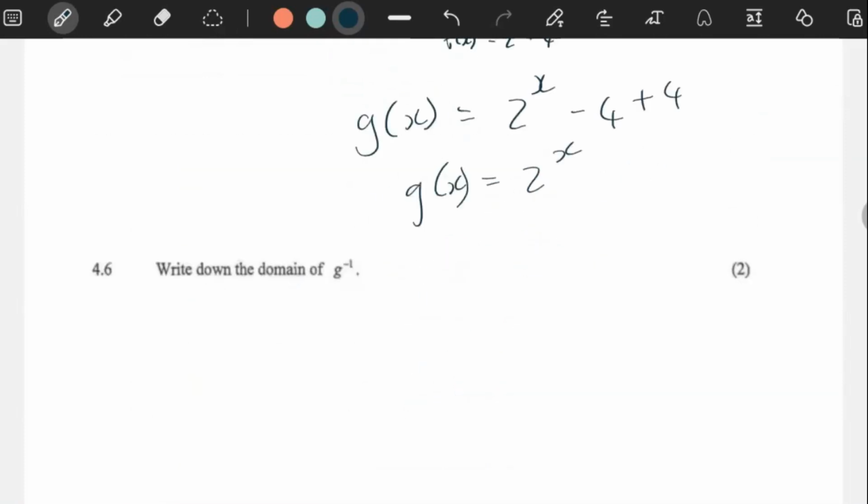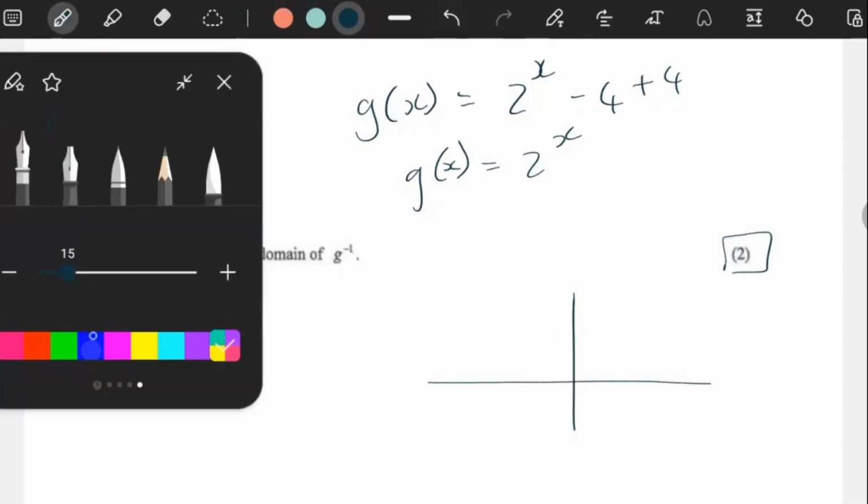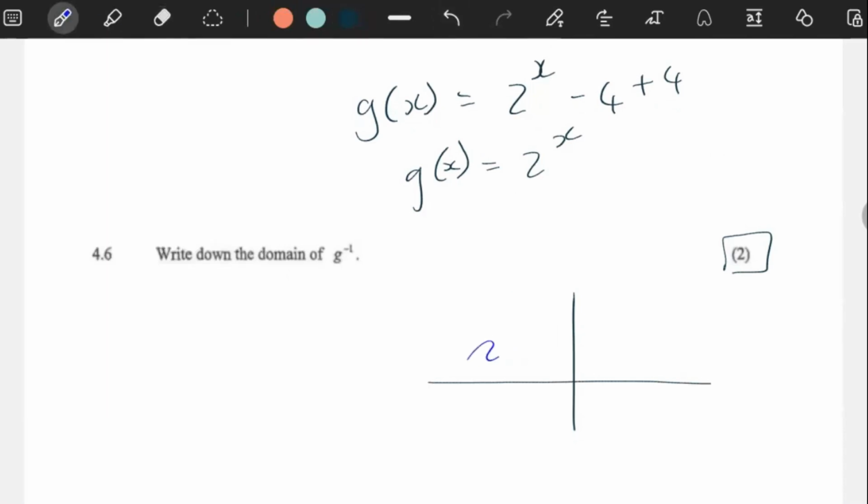They say to write down the domain of the inverse of g. Okay, so a question like this needs you to just have a good idea of domain and range, and also needs you to have a good idea of how inverse works. So the best way to explain a two-mark question like this is the original graph of g of x. Visually, this graph of g of x will just look as follows.